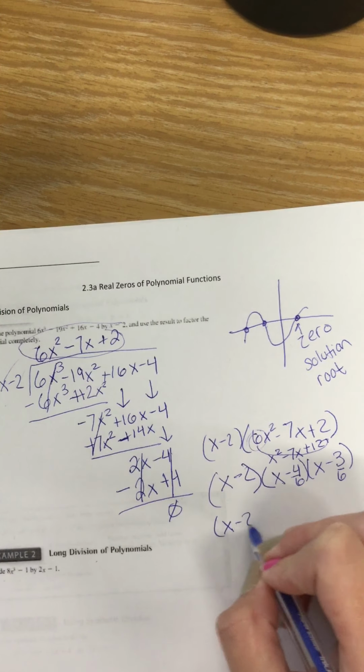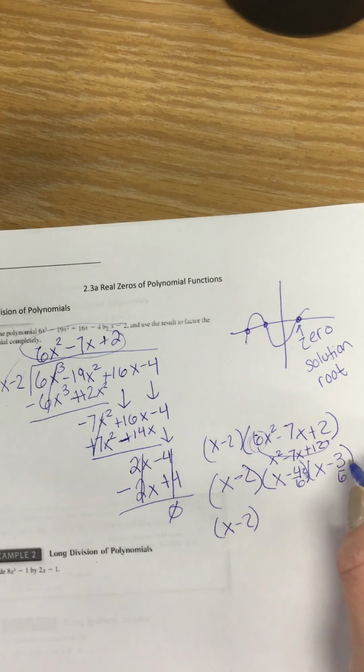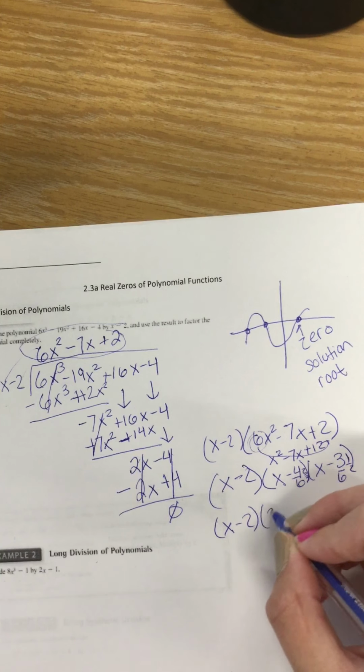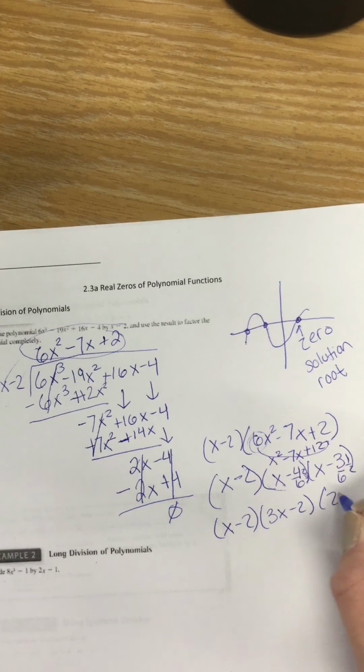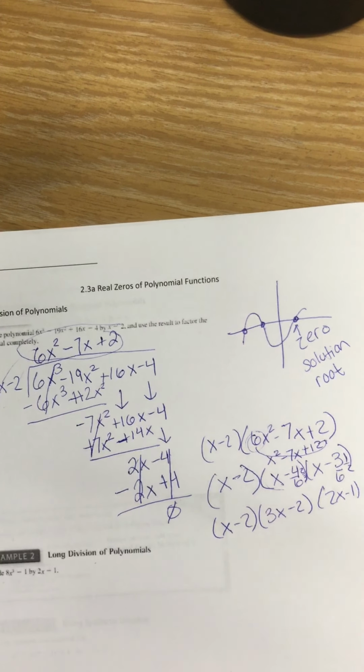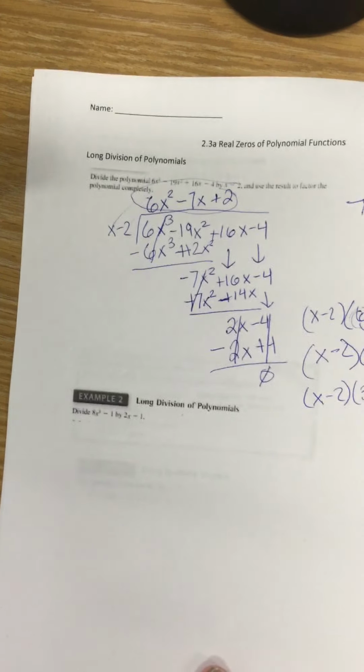because I can't just leave them in fraction form. And if you have a different method to do this, that's totally fine. This would be 2/3, this would be 1/2, and then I do my bottoms up. 3x minus 2, bottoms up, and 2x minus 1, bottoms up. And so there is my factored form of this equation using long division.